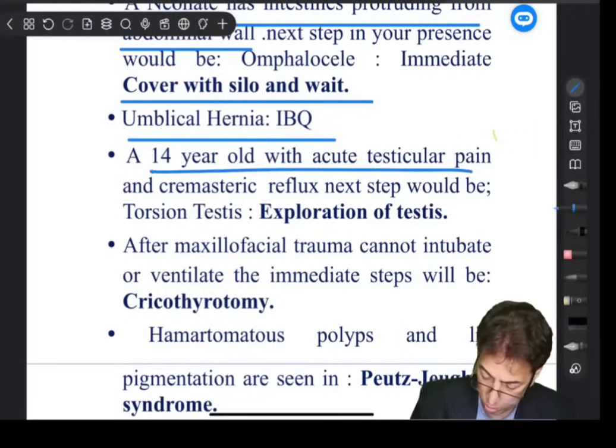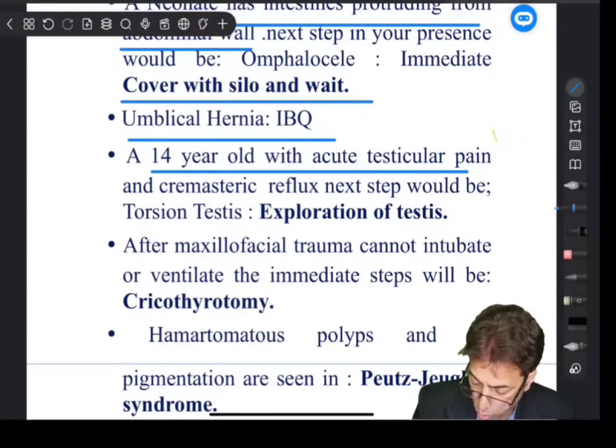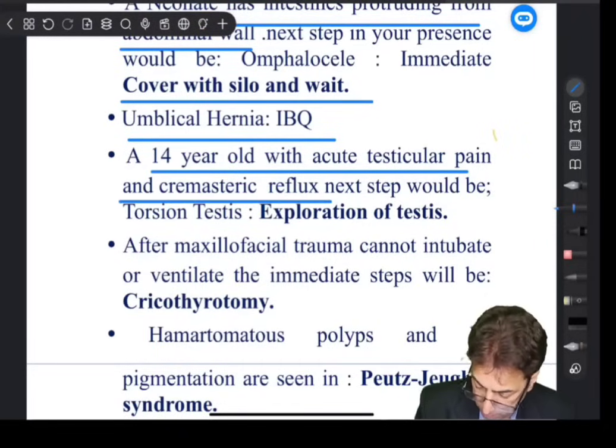Now, the next question asked was a 14-year-old with acute testicular pain and cremasteric reflex.